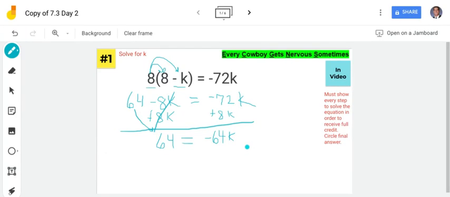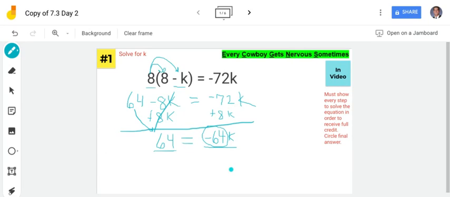Don't forget your variable. Fifth and final step, now that I have my variable on one side and my numbers on the other, the fifth and final step is to solve. And I need to solve by undoing this operation right here, which is multiplication. So I'm going to undo multiplication by division. Now, what am I going to divide both sides by? I'm going to divide both sides by the coefficient of k, by the number in front of k, the number being multiplied by k, which is that number right there.